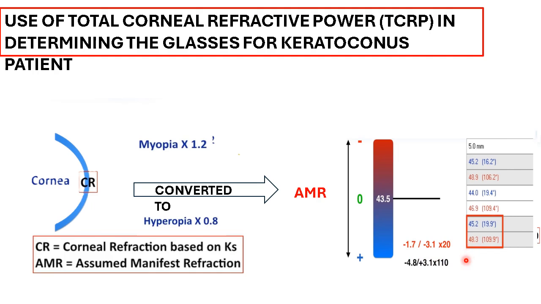So it will be a minus 1.7 slash minus 3.1 on the x20. And if we transpose it, we use the plus cylinder here, the plus cylinder. So the transposition will be equivalent to a minus 4.8 slash plus 3.1 x 110.